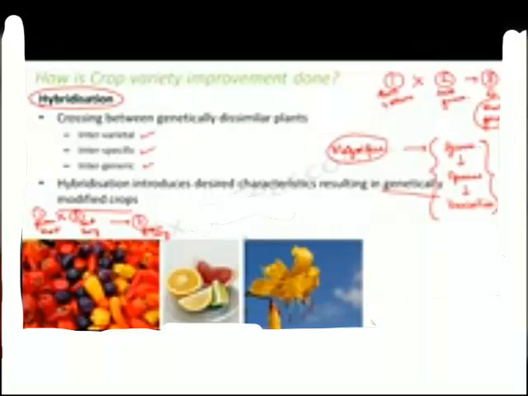So I hope I have been able to explain what hybridization is. Hybridization is the main thing which helps us in improving the variety of crop. We are able to generate a new variety of crop which is better, which can give better yield and better quality.